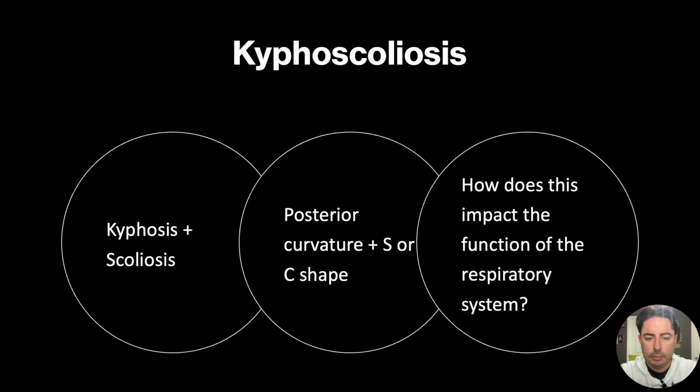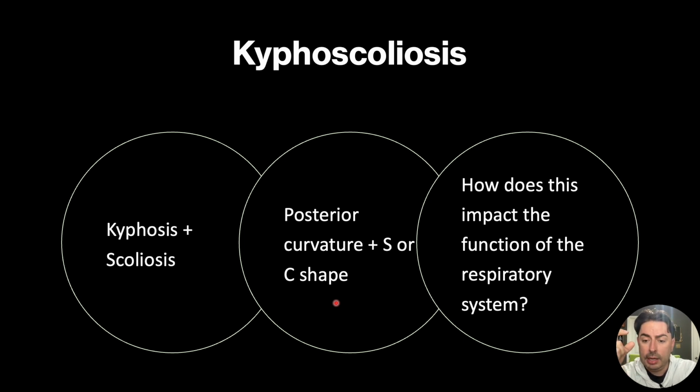So here we go. When we look at kyphoscoliosis, like I said, it is a mixture of kyphosis and scoliosis. So you have a posterior curvature plus an S or a C-shaped curvature in the spine. This is a combination of posterior movement and either an S or a C shape out of the spinal column. So what do you think this would do, and how would it affect the respiratory system? What do you think?